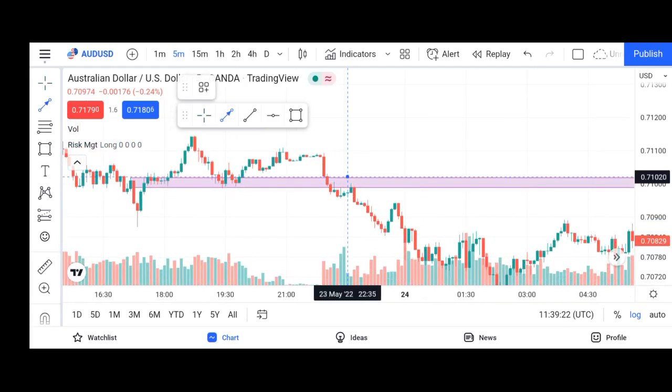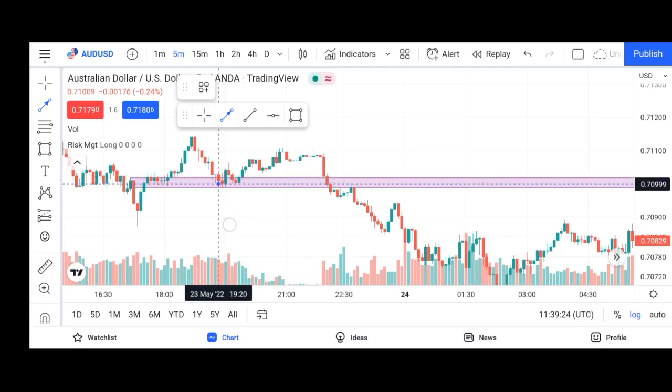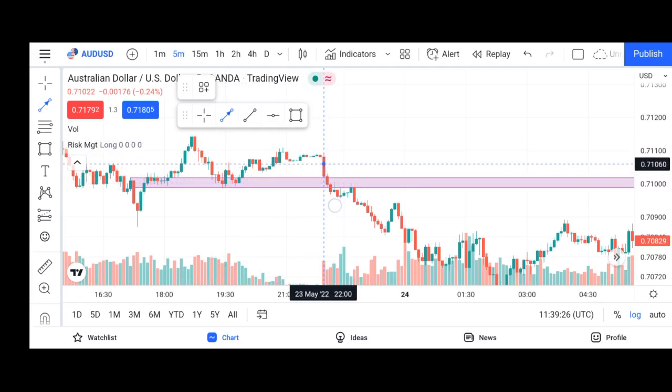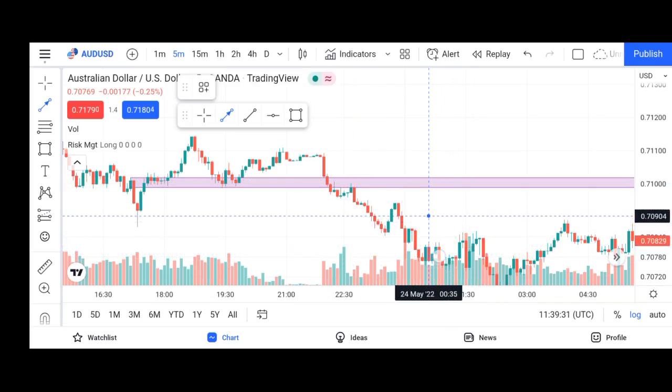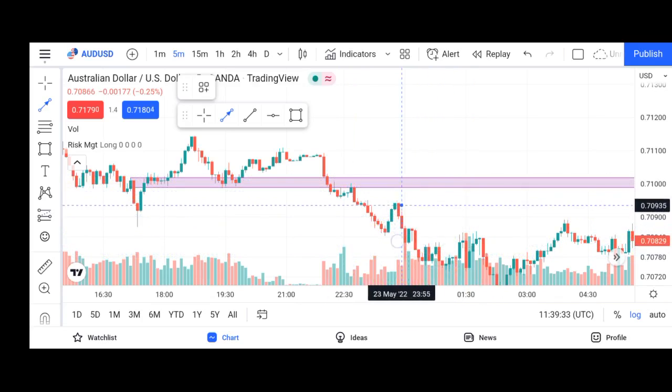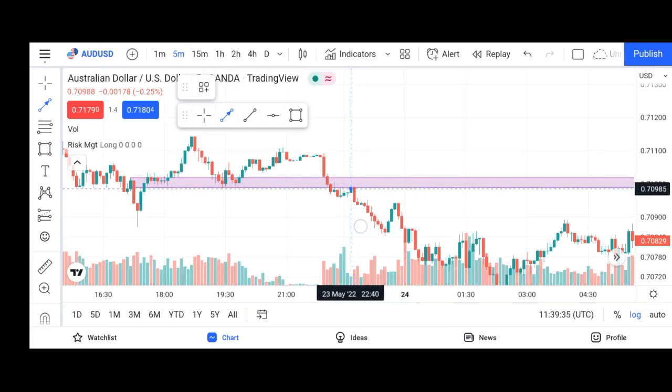You can even trade this twice. Look at this. This is a support. Then the market breaks it. After breaking it, it touches it again, then starts going down. If you trade breakout, this is your entry point. If you trade in breakout, this is where you enter your trade. Then you sell.